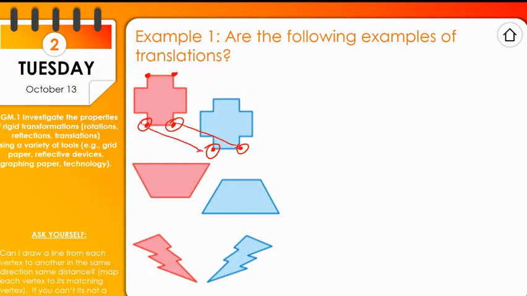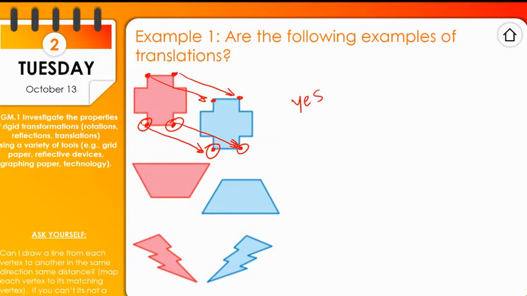If I were to draw a straight line, a line from these vertices, what you should notice is that the vertices match and line up. Therefore, what we see here would be a translation. So this would be a yes.